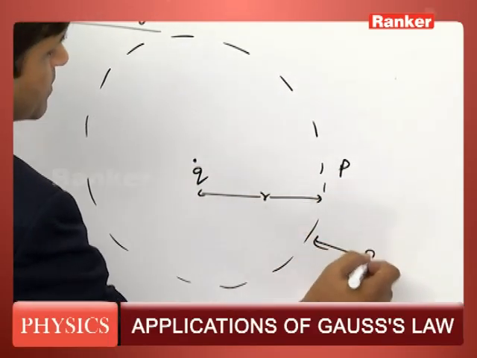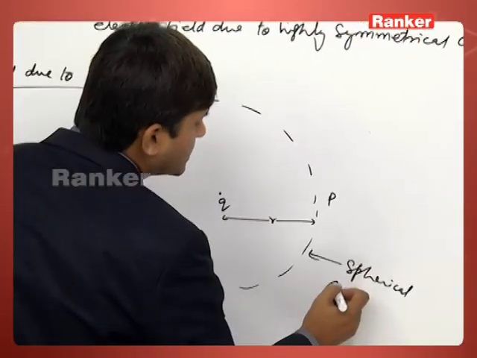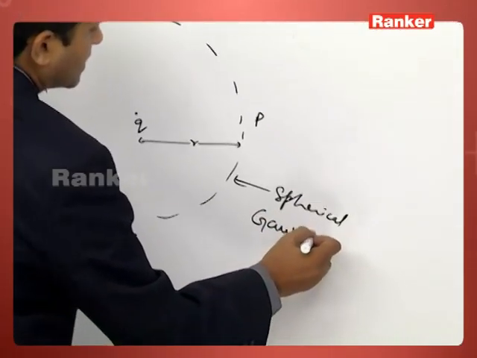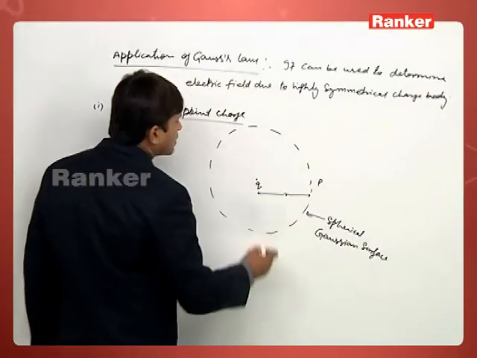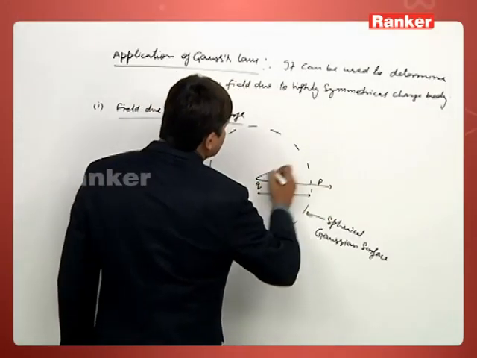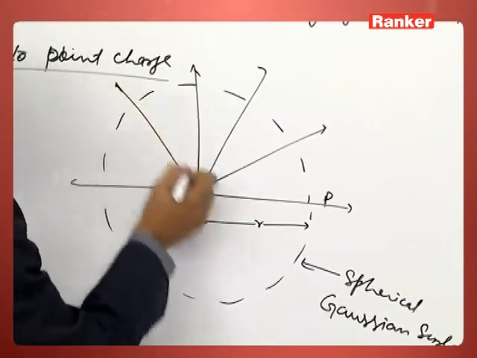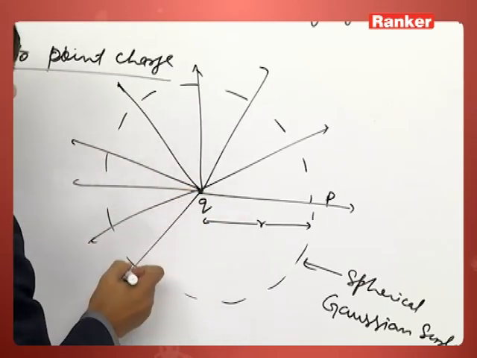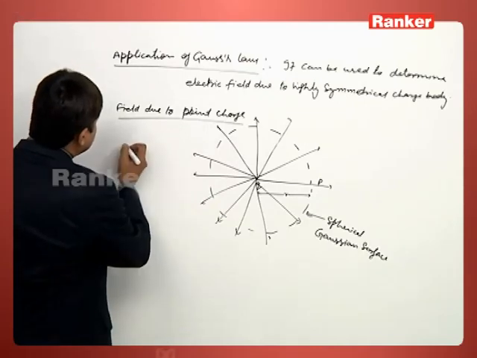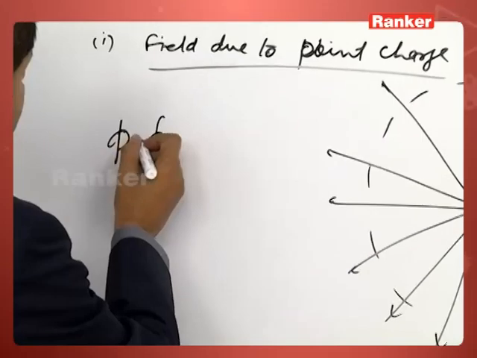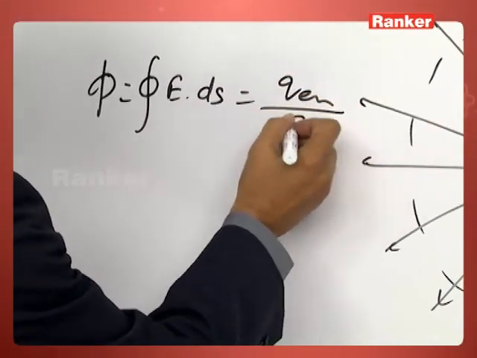So, I made a spherical Gaussian surface. So, what do we observe in that case? See, lines of force like this. If we are using Gauss law like this, total flux is equal to the integral of E dot ds, which is q enclosed by epsilon naught.